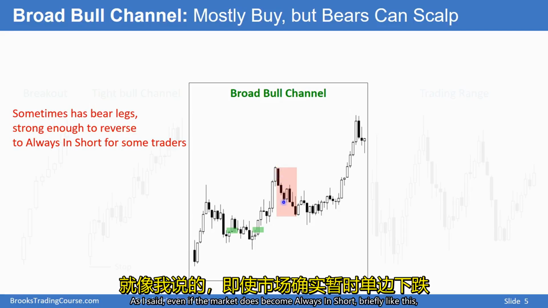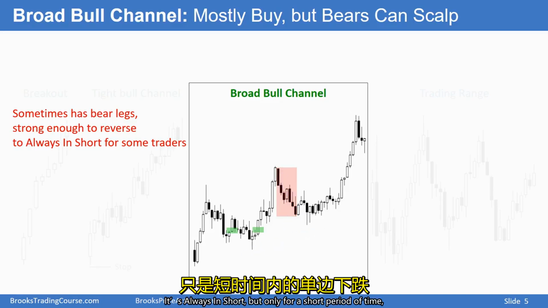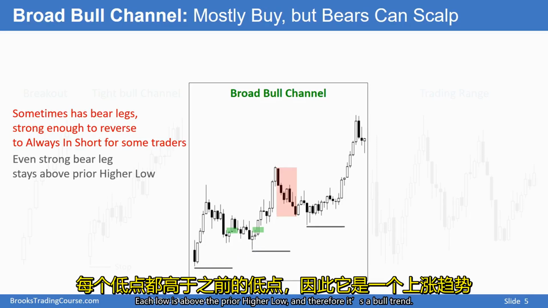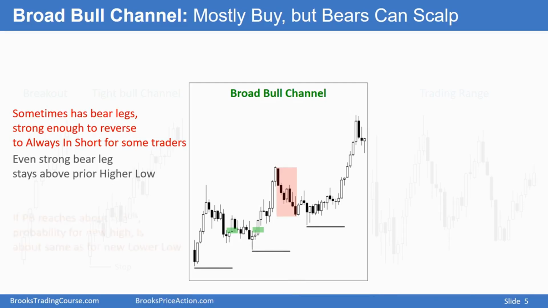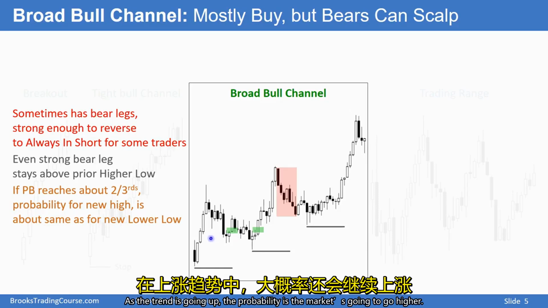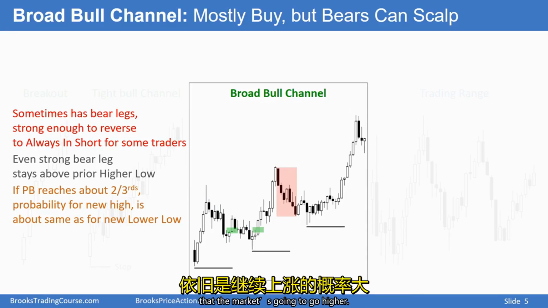As I said, even if the market does become always in short, briefly like this, it's still forming higher lows. It's always in short, but only for a short period of time. And it keeps forming higher lows. Each low is above the prior higher low, and therefore it's a bull trend. As the trend is going up, the probability is the market's going to go higher. If it pulls back to around 50%, the probability still is that the market's going to go higher.